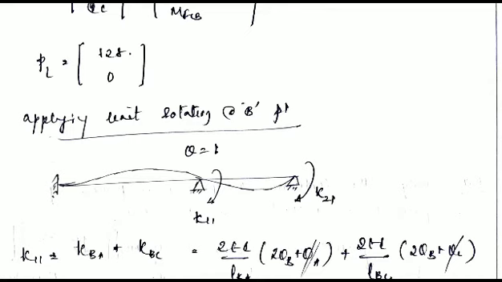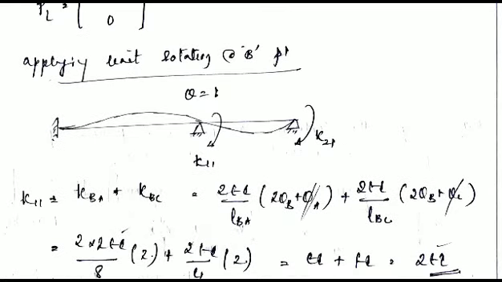What does K11 indicate? K11 indicates the stiffness of the first coordinate joint due to unit rotation applied at the first coordinate joint. So K11 equals, we know it is rotation at B joint. Rotation at B means there are two members connected, BA and BC. So the stiffness of member BA plus the stiffness of member BC. Substituting the values, the stiffness of BA is 2EI divided by LBA, bracket of 2 theta B plus theta A, plus the stiffness of BC, which is 2EI by LBC, the length BC, bracket of 2 theta B plus theta C.